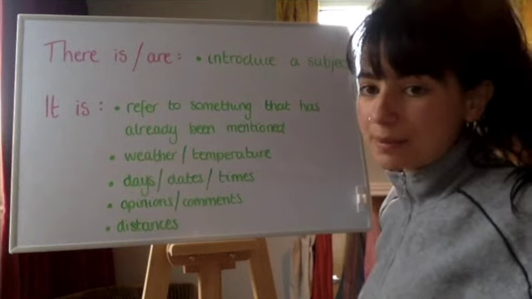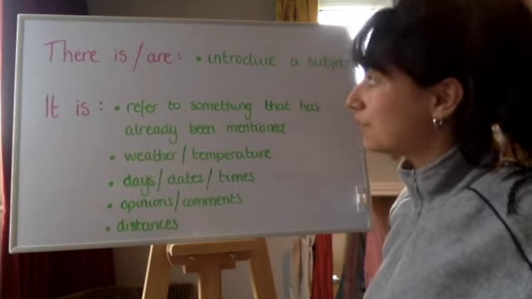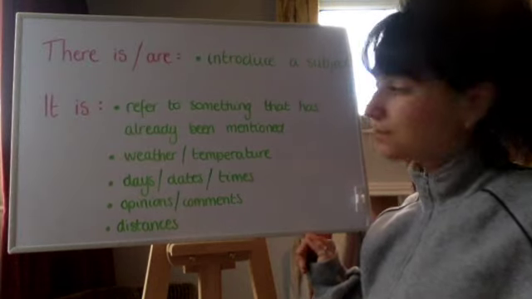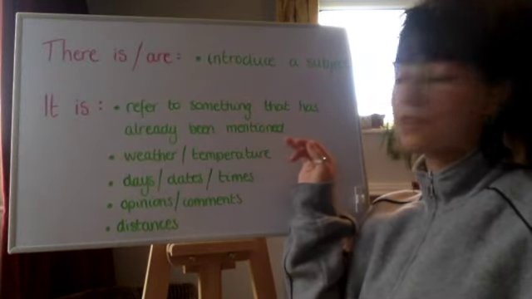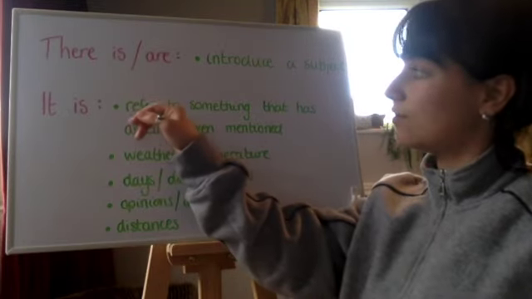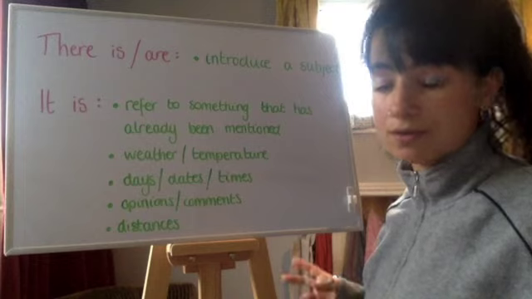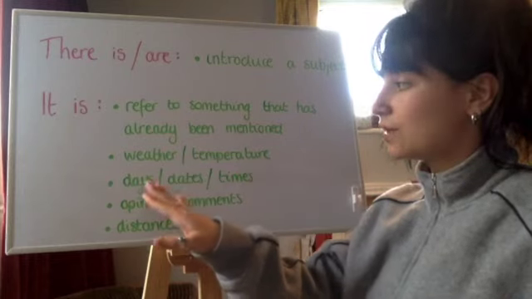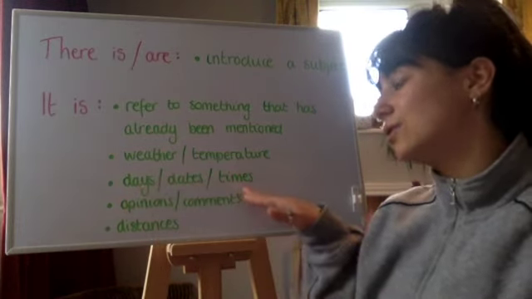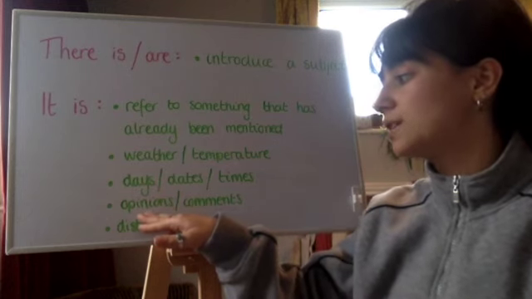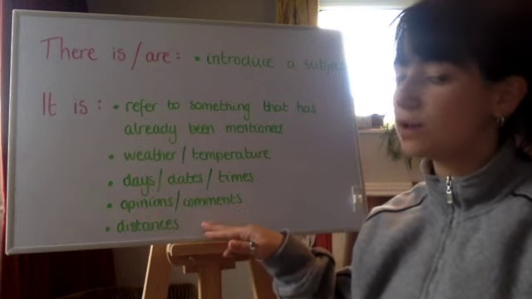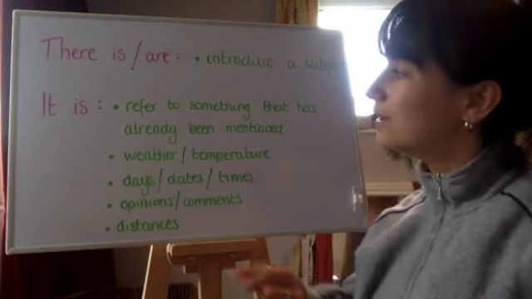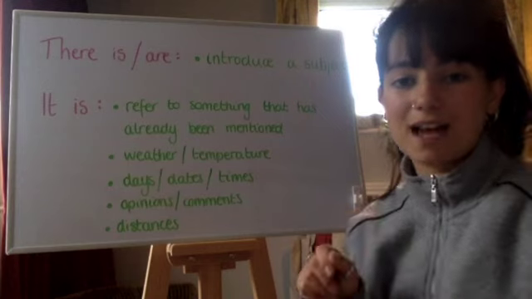So, a quick recap. There is, or there are, is used to introduce a subject. It is used to refer to something that has already been mentioned, so to refer back to the subject that has been introduced. When we want to talk about the weather or the temperature, when we want to talk about days, dates or times, when we want to express opinions or when we want to comment on a situation, or when we want to talk about distances.